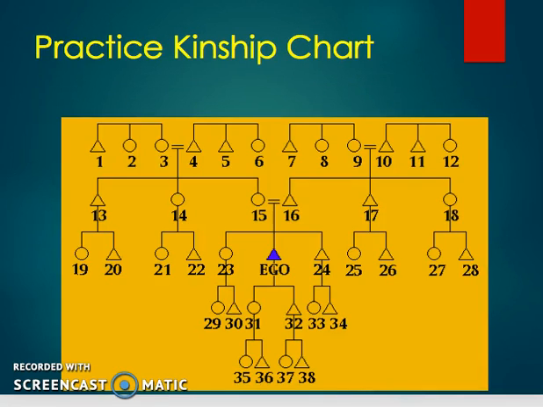Here's a practice kinship chart. See if you can identify the relationship of each circle or triangle to ego. Also note that kinship charts are not necessarily complete. We see ego as the father of 31 and 32, but we don't see their mother, for example. Number 1 on this chart is ego's mother's father, MMF. Number 28 is ego's father's sister's son, FZS. Number 35 is ego's daughter's daughter, DD.